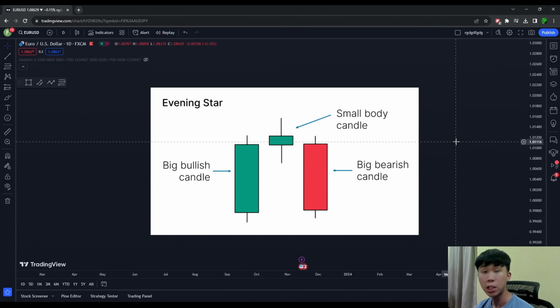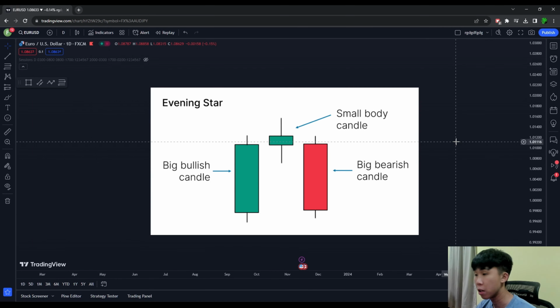Before this video, I've had a video on the bullish candlestick patterns that I use. And if you have not watched it, I hope you can go ahead and watch it because I'm sure it will be beneficial for you. Without further ado, let's get started. So let's begin with the first bearish candlestick pattern that I always use.